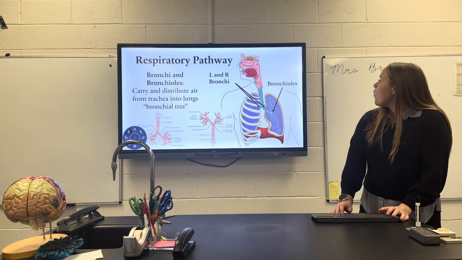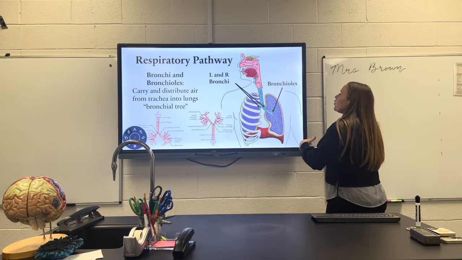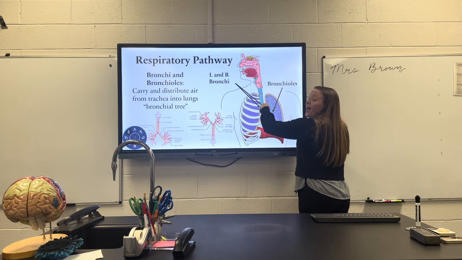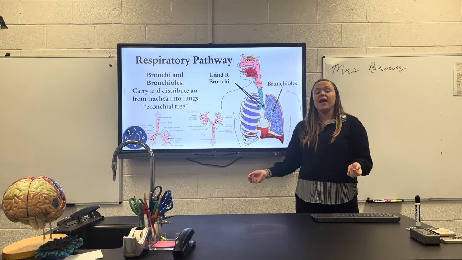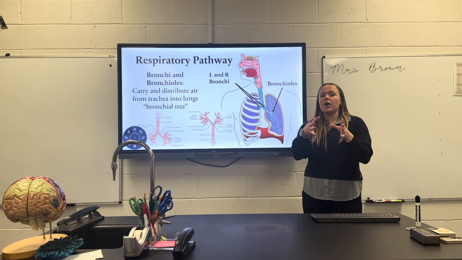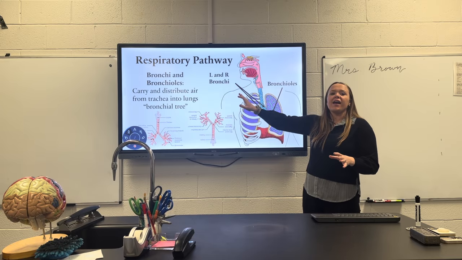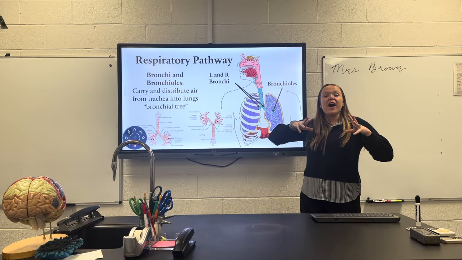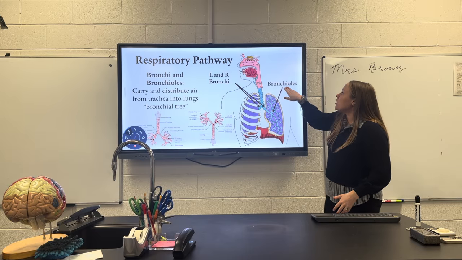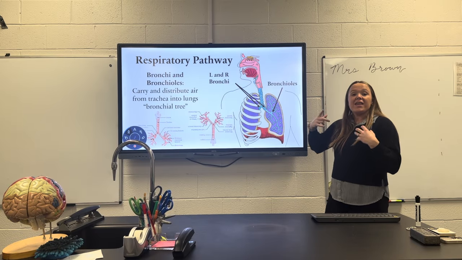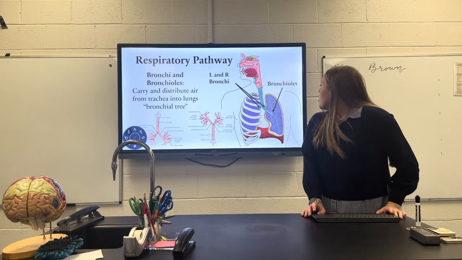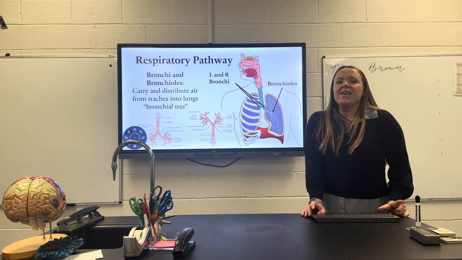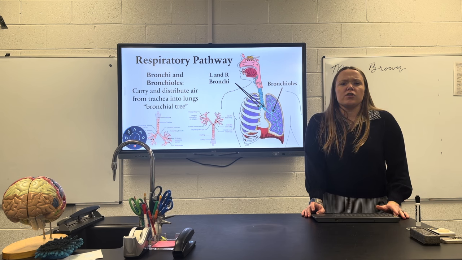Moving down, we have the bronchi and the bronchioles. So the trachea will branch into two separate airways to go to the left and the right lung. And the bronchi themselves will then divide even further into bronchioles, so that we evenly distribute air throughout both of the lungs.